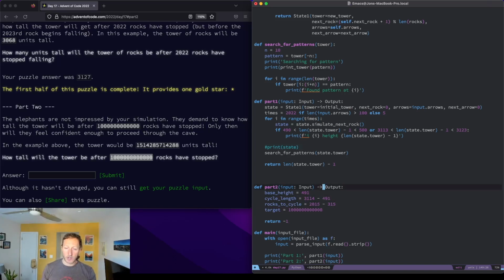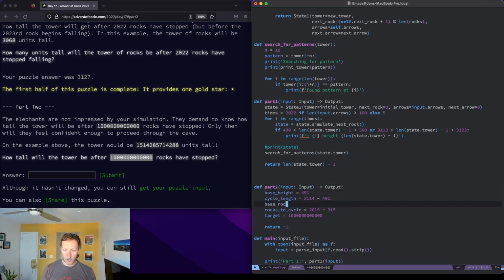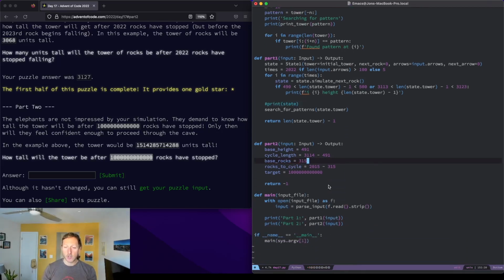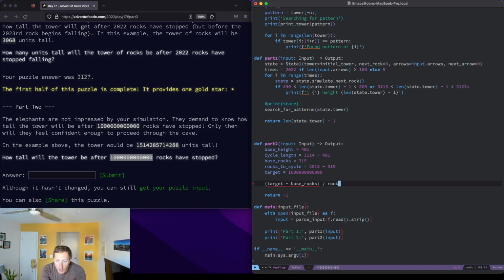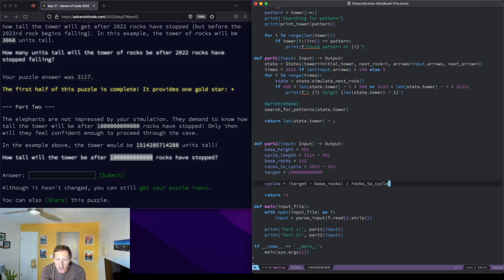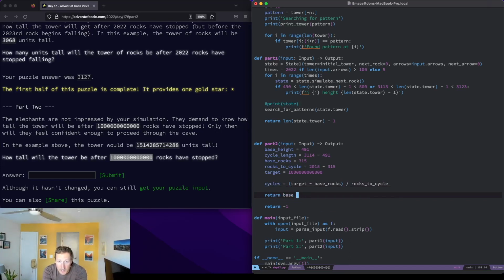Oh, and then we need the base rocks. Base rocks is 315. So target minus base rocks divided by rocks to cycle. So cycles. Return base height plus cycles times cycle height. This isn't cycle height, it's cycle length, it's cycle height.